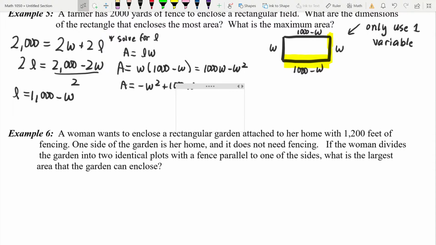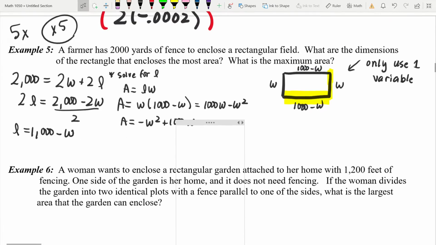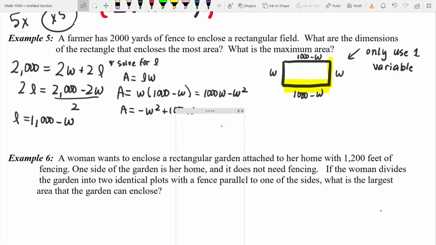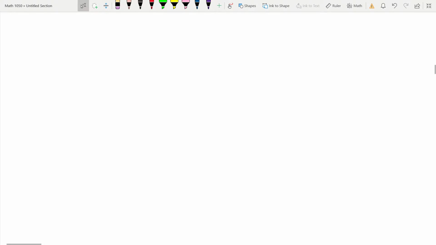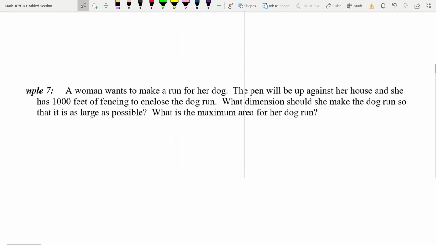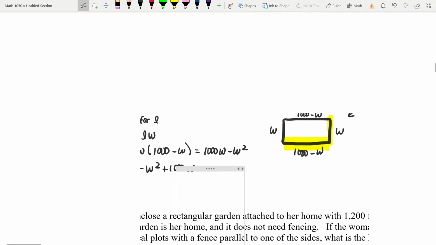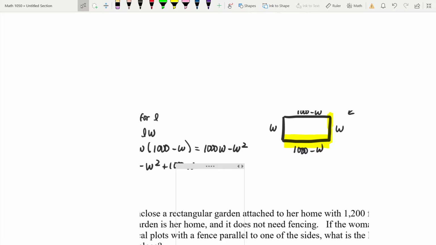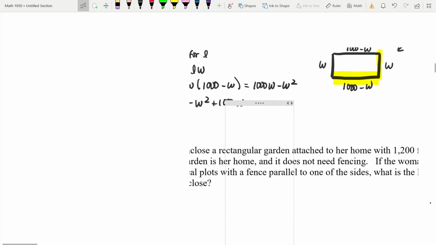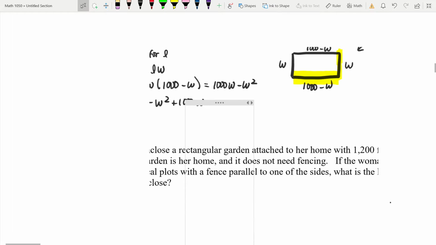Okay, guess what? Now we're back to all the other problems that we just did. So you've got the formula. You've got the formula, and now you just have to maximize it.